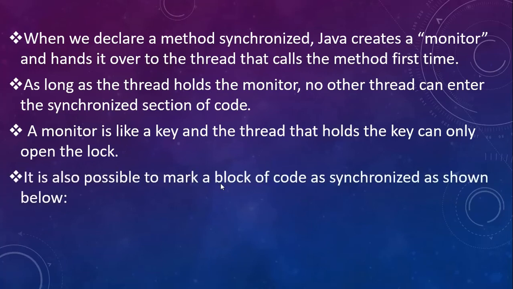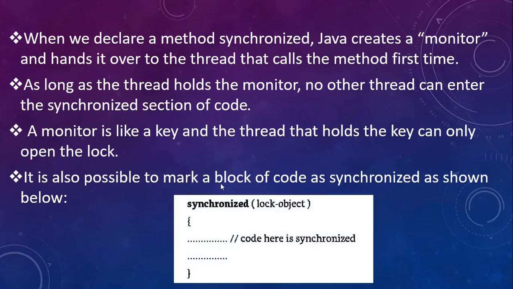It is also possible to mark a block of code as synchronized, as shown below. For example, suppose this particular block of code is not a function, but a compound statement, and this code is synchronized. That means if one thread is accessing or modifying this code, all other threads should be prevented from editing or modifying it. In that case, this compound block itself can be called synchronized. You can just write synchronized in brackets with a lock object, so this code will be synchronized.